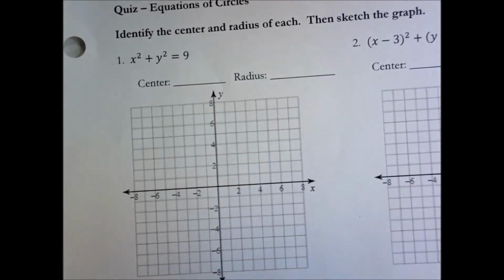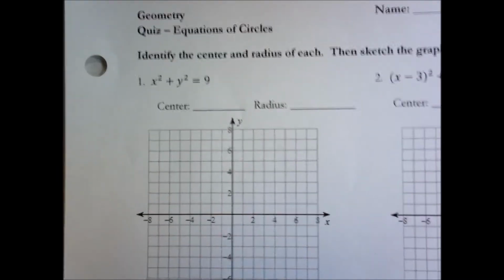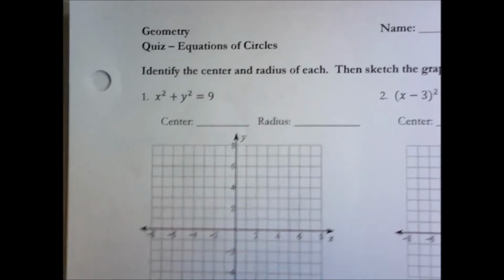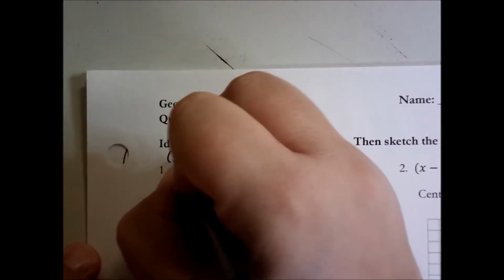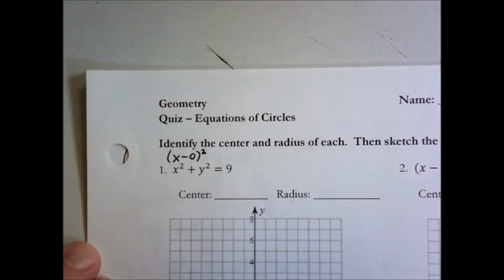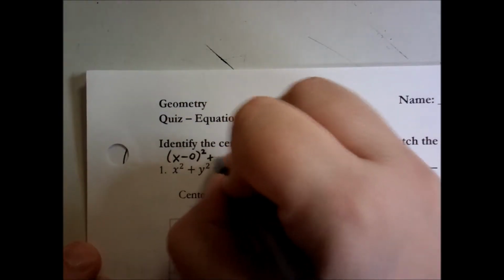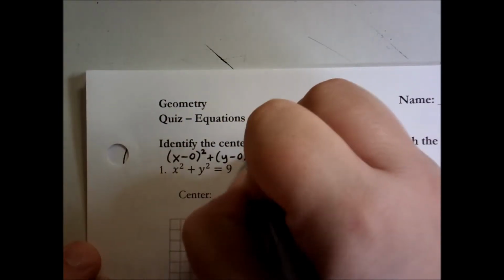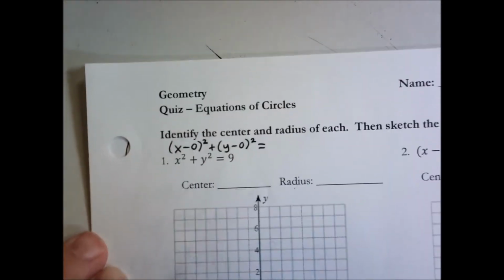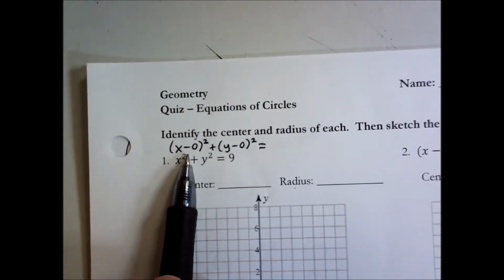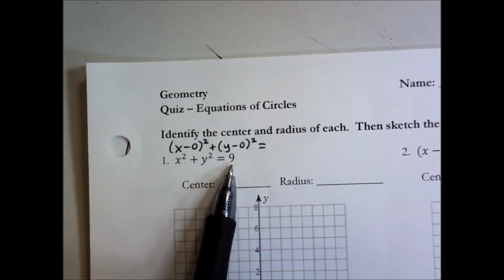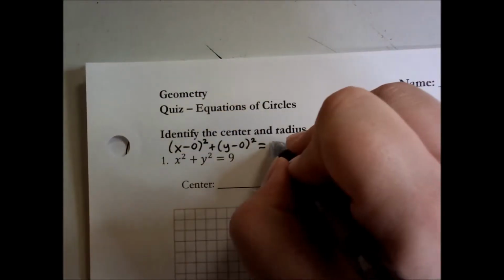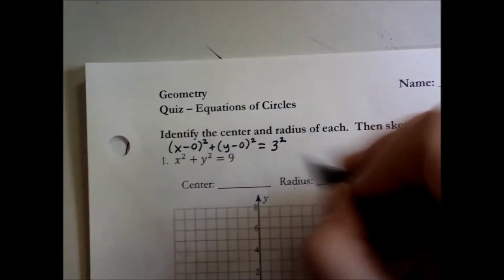All right, so looking at number 1 here, it says identify the center and radius of each, then sketch the graph. If I don't see a plus or a minus with my x, that means what I have is x minus 0 squared. Same thing for y: y minus 0 squared. I don't have to write the 0, because x minus 0 is just x, and y minus 0 is just y. This is the radius squared, the same as 3 squared. So my radius is 3.